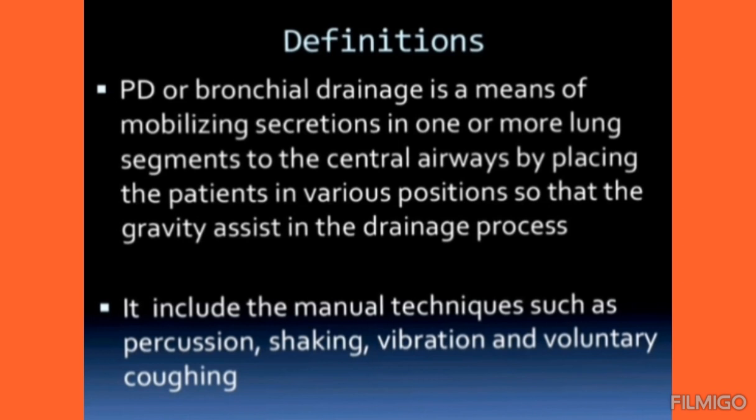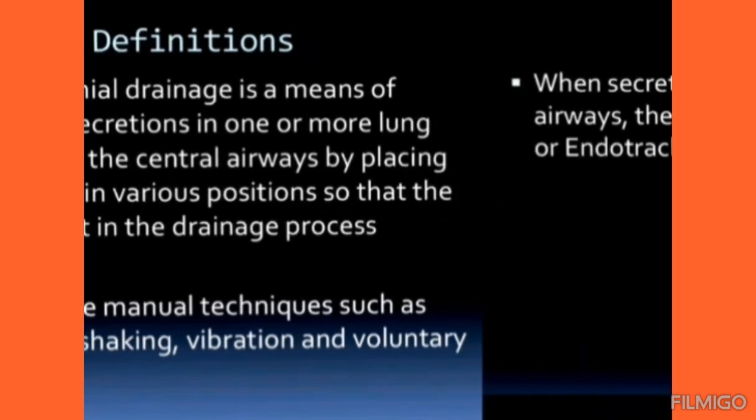So in the last video we discussed the bronchopulmonary segments. In both lungs we have 10 bronchopulmonary segments in each lung, and postural drainage is when we position the patient in such a way that gravity assists the drainage from that segment to the central airways. Postural drainage is positioning only, but we have to accompany it with manual techniques such as percussion, shaking, vibration, and voluntary coughing.